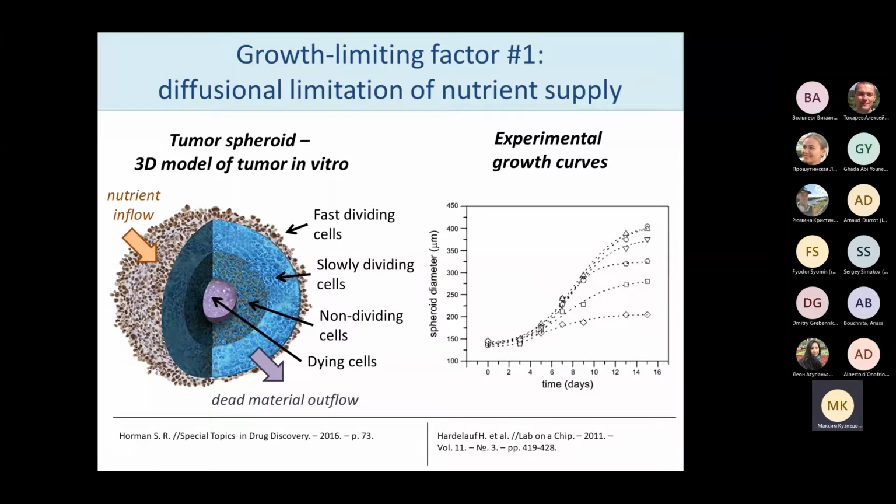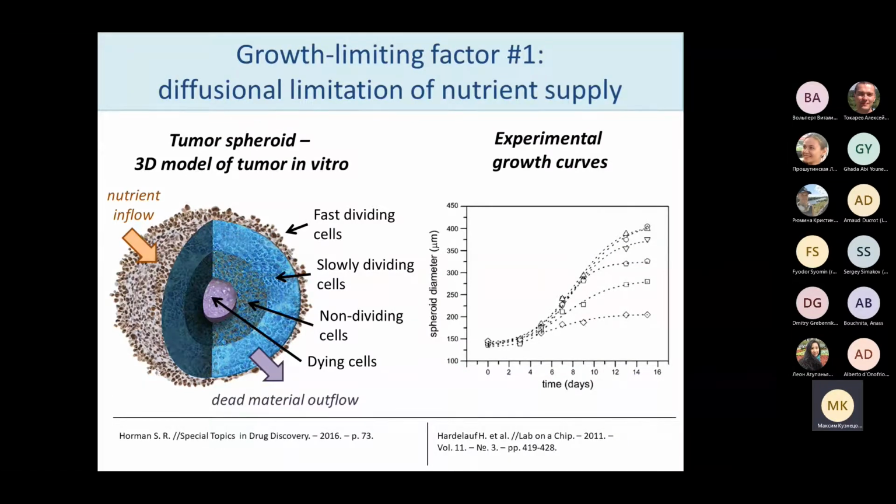Several factors were shown to limit the growth of spheroids. One of them is diffusional limitation of nutrient supply from the surrounding solution. It leads to the fact that in a sufficiently large spheroid, only a fraction of cells situated in its rim can obtain enough nutrients to proliferate. Cells located deeper enter a quiescence state, which requires significantly less nutrients to maintain.